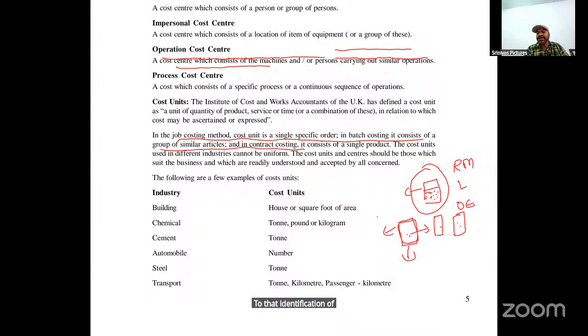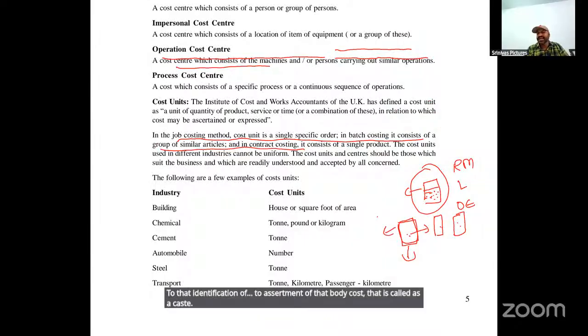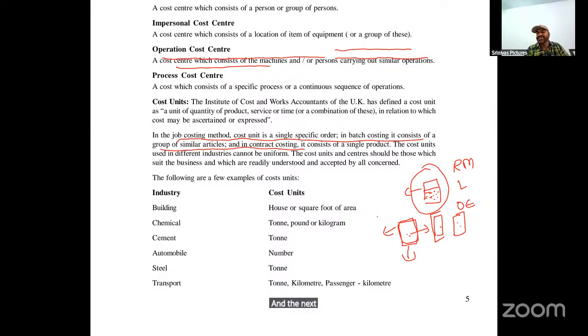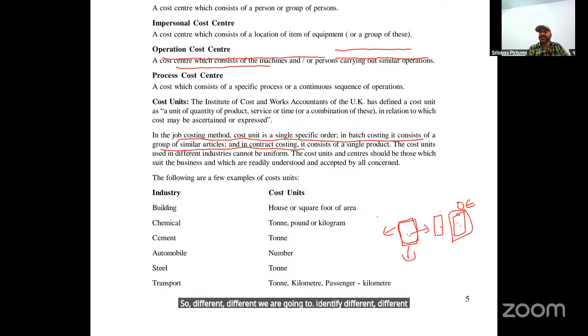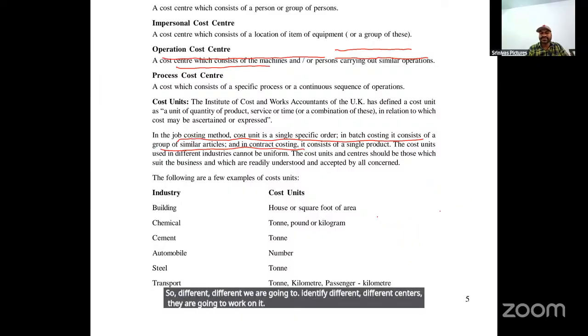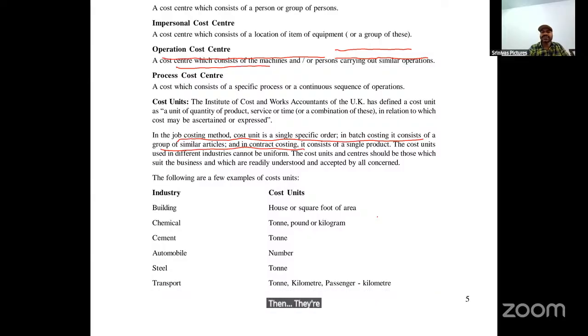Measurement of that body cost is called a cost unit. And the next one is software. The next one is electronics. So we are going to identify different centers. They are going to work on it, and they are going to decide the cost of the product.